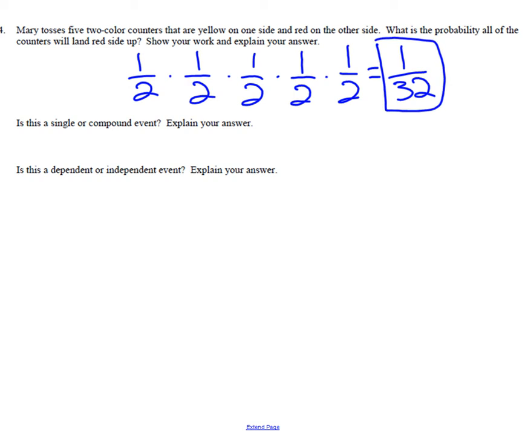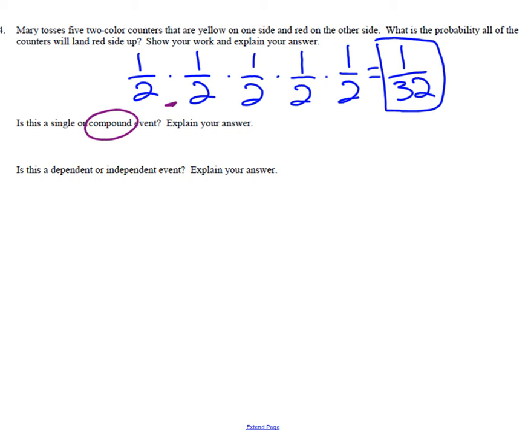All right, a couple follow-up questions that aren't on your paper, but we can answer them anyway. Is this a single or compound event? Compound. Why is it compound? Because there's more steps. Anything you have to multiply is automatically compound. The stuff we did the very first day, those were all just single. So more often than not, your answer is compound.